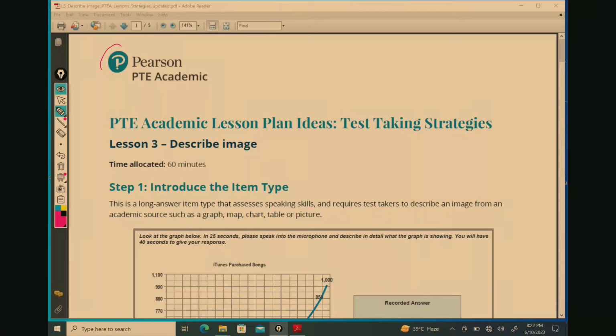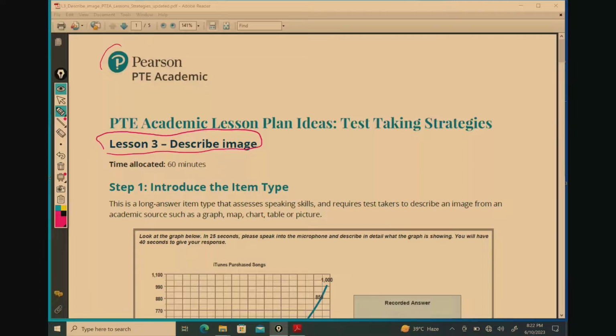Now, today we are going to discuss PTE describe image. In PTE, they give you an image and you have to describe it, and this image is more like the academic IELTS writing task 1 graph, and you've got to describe that graph, okay? So don't worry, we've got a template for that as well, so I'll share the templates with you as well, okay? Don't worry.